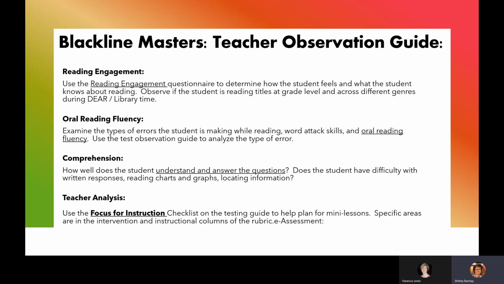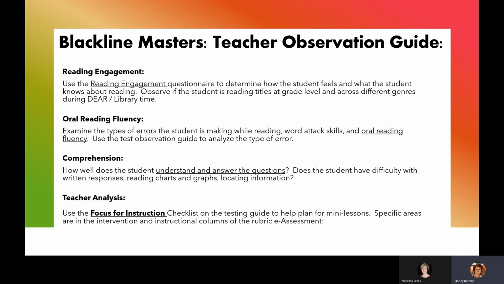So the teacher observation guide, there's 4 really important parts to it, and the first part is the reading engagement, and what that is, is a questionnaire that will help you to determine how the student feels and what the student knows about reading. And with it, you would observe whether the child is reading titles at their grade level across different genres during DEAR time and library time as well.